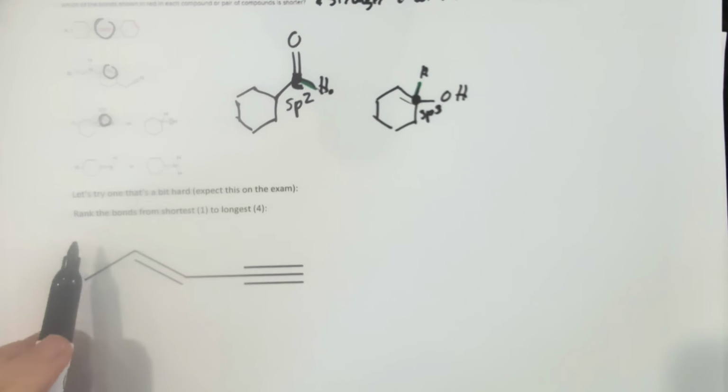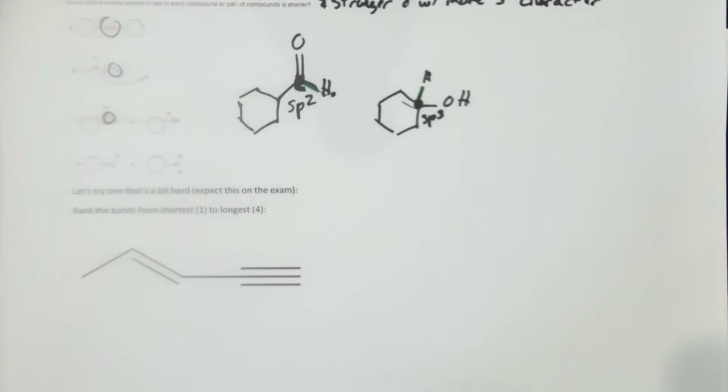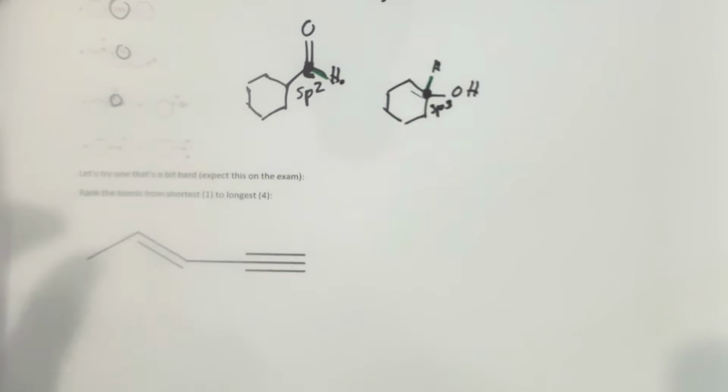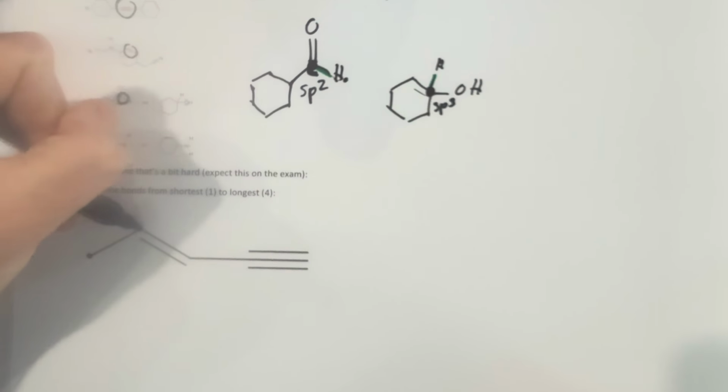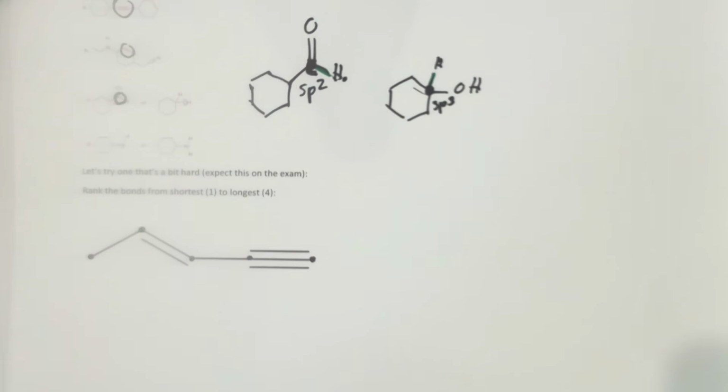Now we move on to this one. Let's try this one: rank the bonds from shortest to longest. This one is not as fun as it looks. Let's talk about it. Those are all the carbons that are in here, and there are 4 bonds we're supposed to rank.